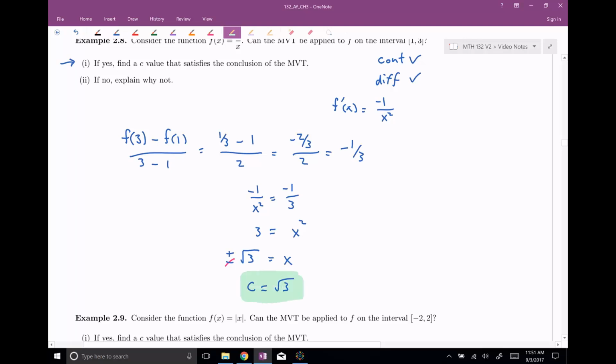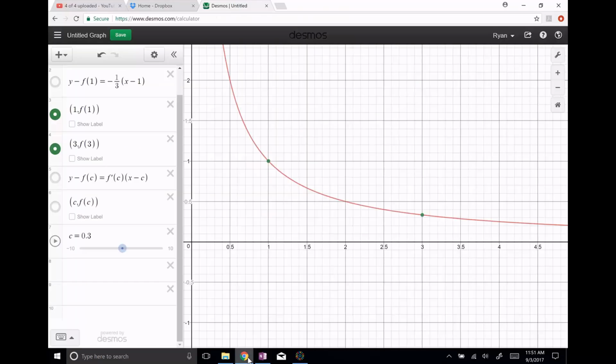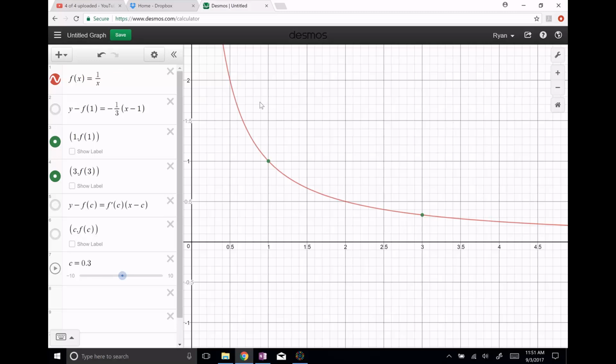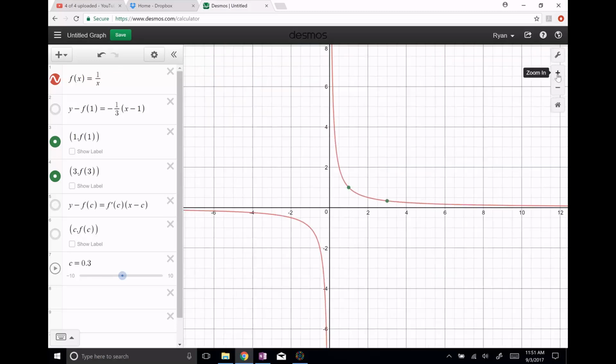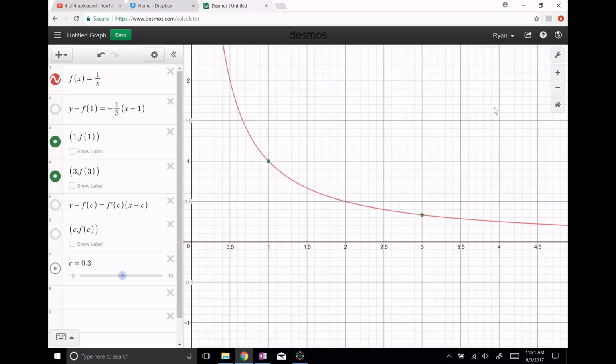But again, with all of this algebra, you sometimes lose track of what on earth we're doing, right? So I want to bring this back to a graph. I went ahead and graphed some stuff here. Let me scroll up. So this is our function 1 over x, and we're on this interval from 1 to 3. You can see it's nice and continuous and differentiable on this interval.